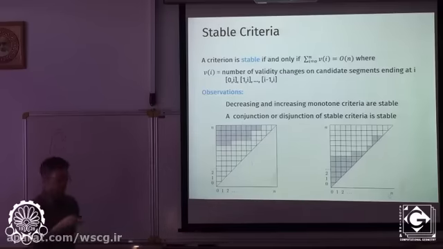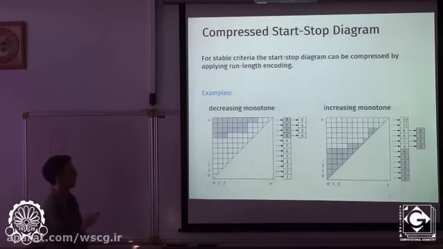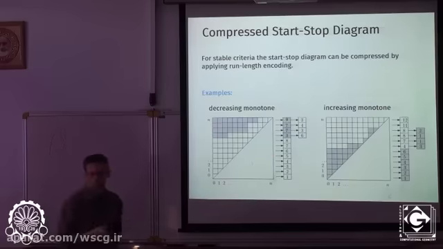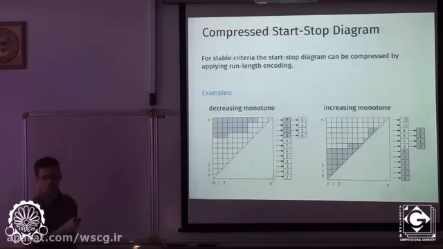And for stable criteria, you can encode these diagrams more efficiently, so we can use a run length encoding. So now I'm going to store this row not as a row as such, but I'm storing the number of non-free cells, and then the number of free cells, and so on. So here I only have free cells. So this gives me, for a stable criterion, a representation of this diagram of linear size.